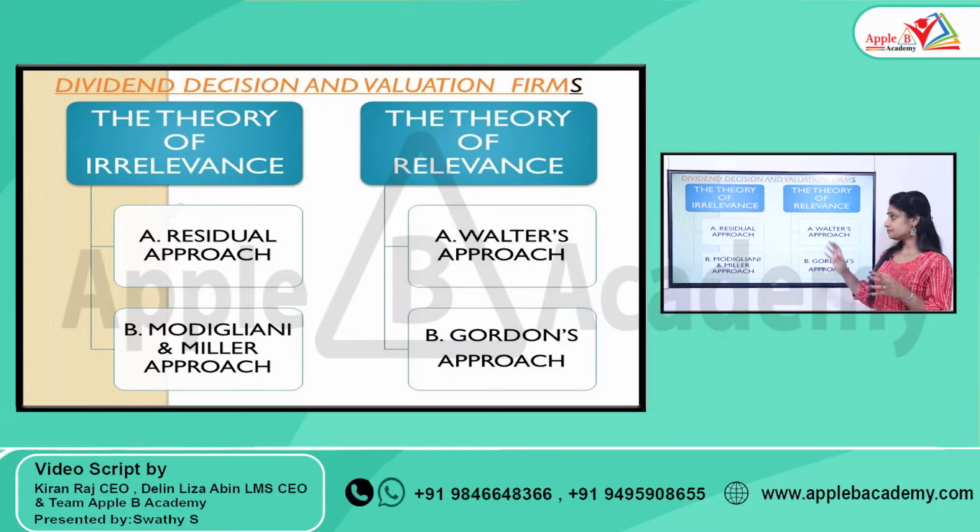So when you classify dividend theories, you can classify them into two parts mainly. One is the theory of relevance, and the other one is the theory of irrelevance. Okay, the theory of irrelevance and the theory of relevance. So the first category is the theory of irrelevance. Irrelevance includes two approaches, that is the residual approach and the Modigliani-Miller approach.